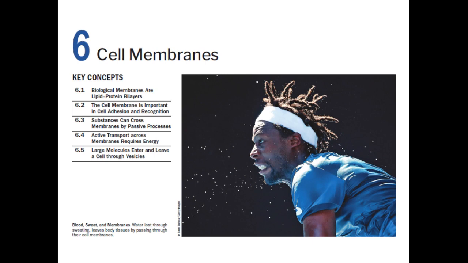Okay, today we will cover chapter 6, cell membrane. Chapter 6 is composed of 5 subjects, starting from the biological membrane. The second part is that the cell membrane is important for cell adhesion and recognition. Also, we will cover substances that can cross the membrane by passive processes, and active transport. Finally, we will cover the large molecules which enter and leave a cell through a vesicle.